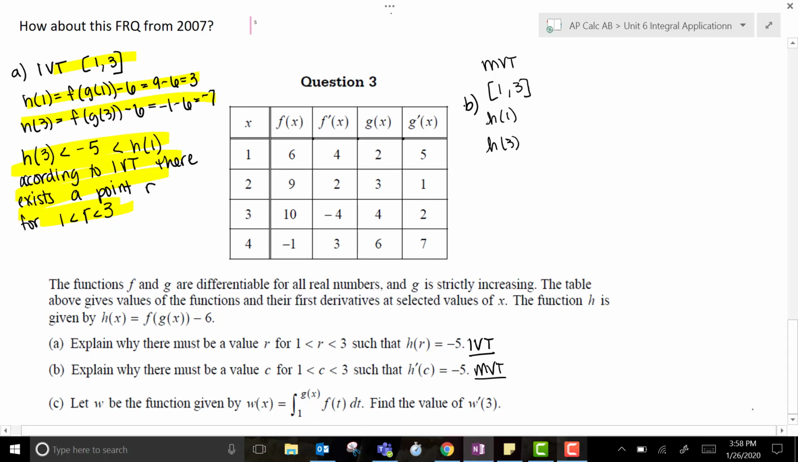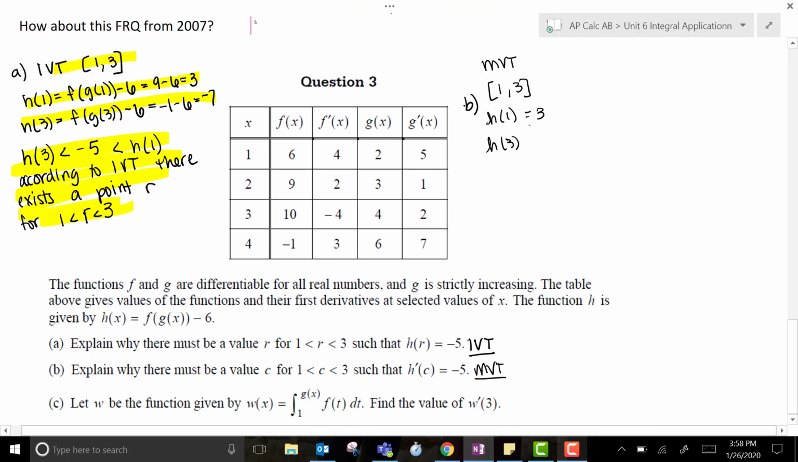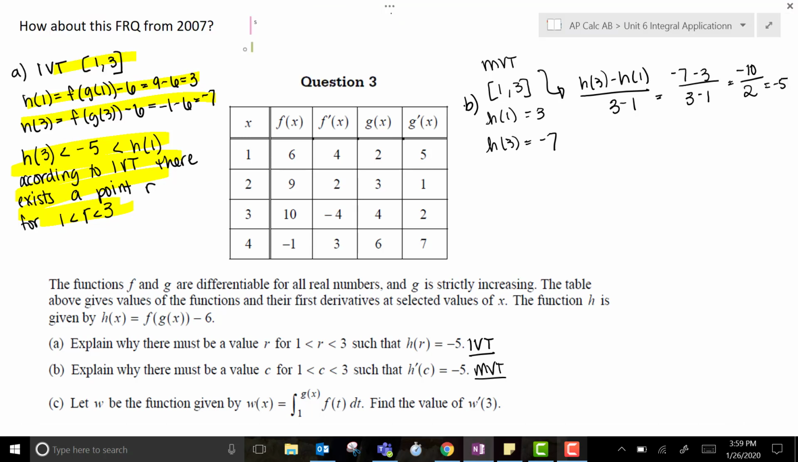All right, so H of 1, we've already done this, so we can just write this down from our previous. We know that H of 1 is 3 and that H of 3 is -7. So then I can just start doing according to the mean value theorem. So let's do that slope. We have H of 3 minus H of 1 over 3 minus 1, which is equivalent to -7 minus 3 over 3 minus 1. -10 over 2, which is -5. All right, so half the credit would come from actually saying these two guys right here. We evaluated this guy right here.